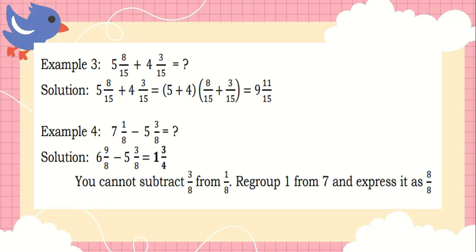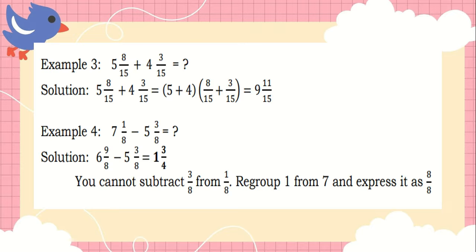Example 3, 5 and 8/15 plus 4 and 3/15. Here is the solution. 5 and 8/15 plus 4 and 3/15 is equal to, open parenthesis, let's add the whole numbers, which are 5 plus 4, close parenthesis, open parenthesis, 8/15 plus 3/15, close parenthesis, which is equal to 9 and 11/15.